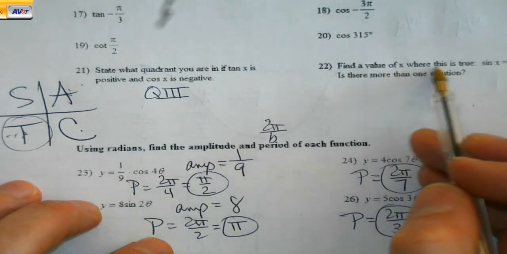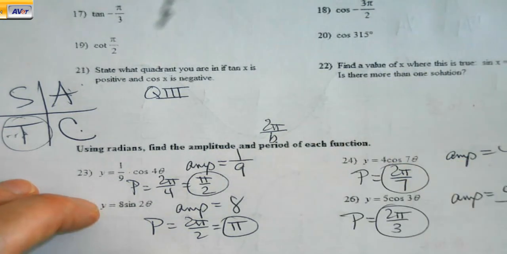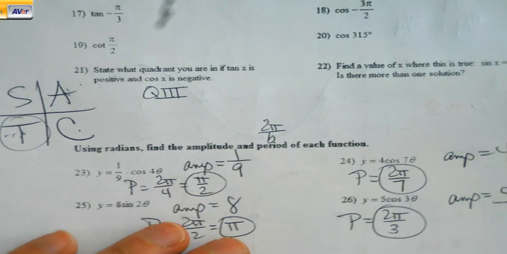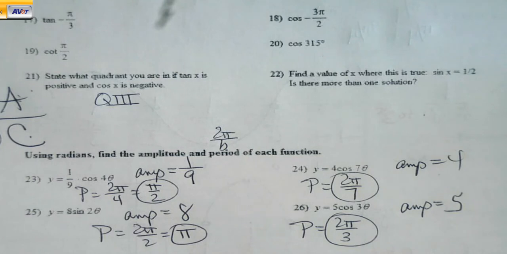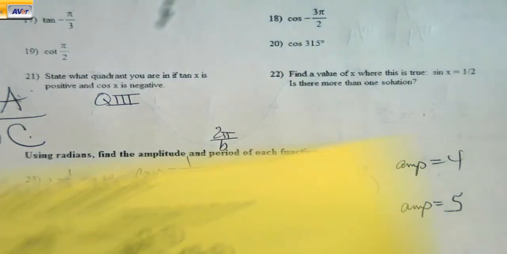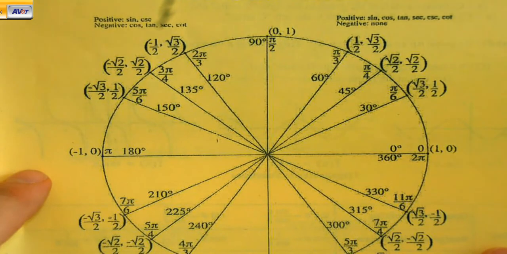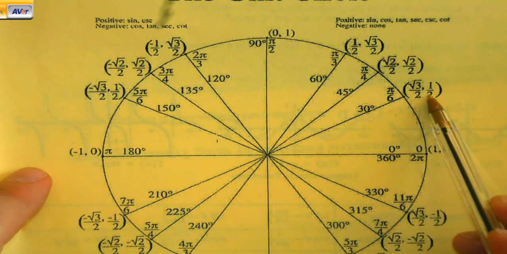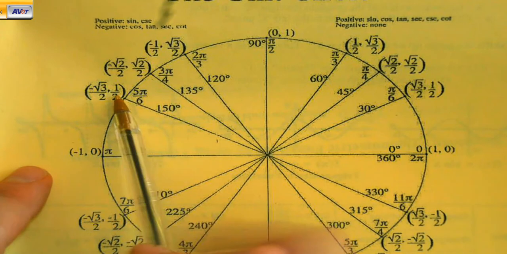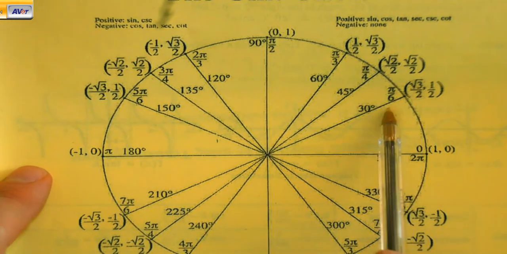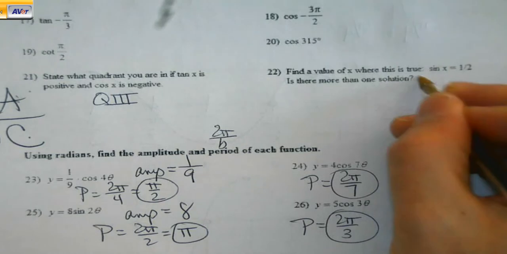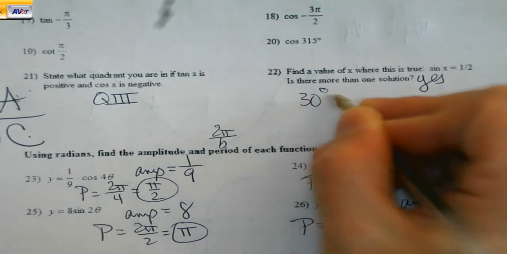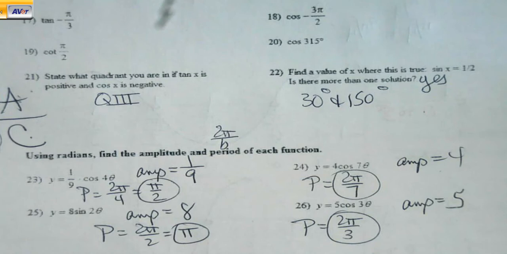Find a value of x where this is true. Sine of x equals 1/2. Is there more than one solution? You're like, ooh. Well, let's see here. Value of x where the sine of x is 1/2. When all else fails, we're looking for sine to be 1/2. Okay, here sine is 1/2. Oh, here sine is 1/2. 30 degrees, 150 degrees. Is there more than one solution? Yes. 30 degrees and 150 degrees. Whee! Okay?